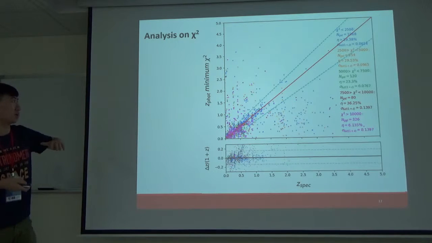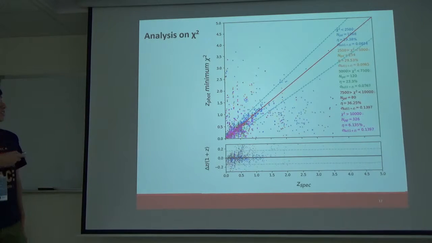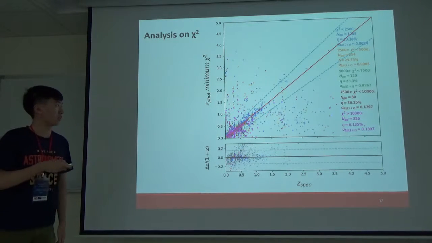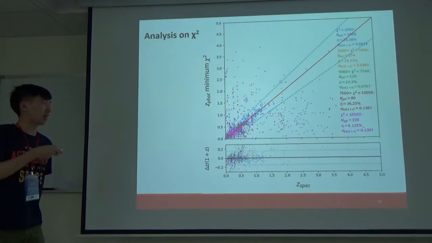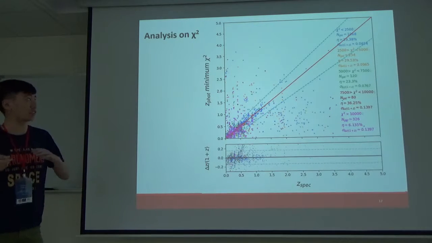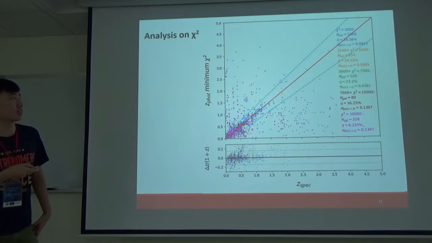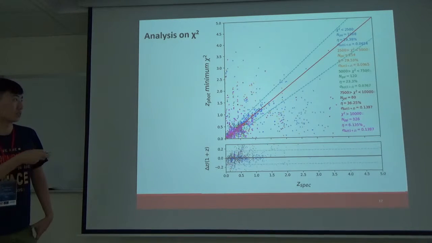And I did a little bit more analysis. The first analysis is on the chi-square value of my photo-z results. Here I show different colors for different chi-square values. The blue one is smaller than 2,500, 2,500 to 5,000 is the orange one, and the green one is 5,000 to 7,500, and so on.